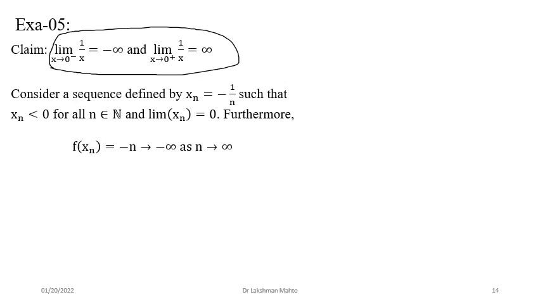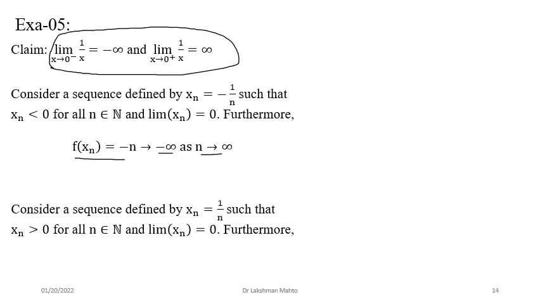Then what would be the corresponding functional sequence? It would be minus n. And when n is approaching infinity, minus n will approach minus infinity. So the left hand limit of the function 1 by x is minus infinity. Now we come to find the right hand limit of this function when x is approaching 0 from the right. So take the sequence 1 by n. Every term falls on the right hand side of 0 and the limit of this sequence is 0. Further, the functional sequence f of xn is equal to n, and it is approaching infinity when n is approaching infinity.